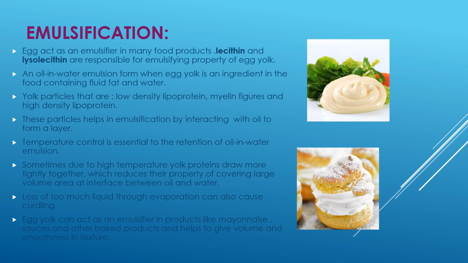Temperature control is also very essential while making an emulsion, because sometimes due to high temperature, yolk proteins draw more tightly together, which reduces their property of covering a large volume area and interface between oil and water. So if the temperature is too high, you are not going to get a good emulsified product. Loss of too much liquid through evaporation can also cause curdling.